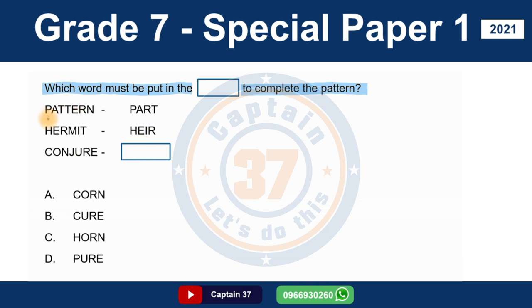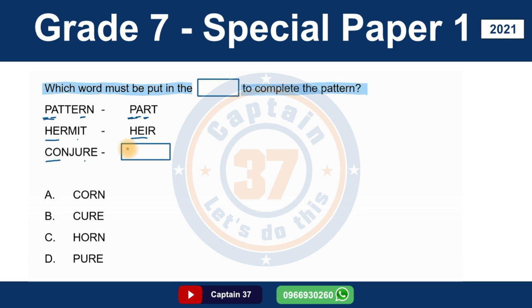When you look at this word, pattern, the first letter is gotten and put there. The second letter is gotten and put there. And then the second last letter is gotten and put there. So there are the first two letters and the second last. For this one, it's the first two plus the second last, which is I. And here, it's the first two plus the second last, which is R.